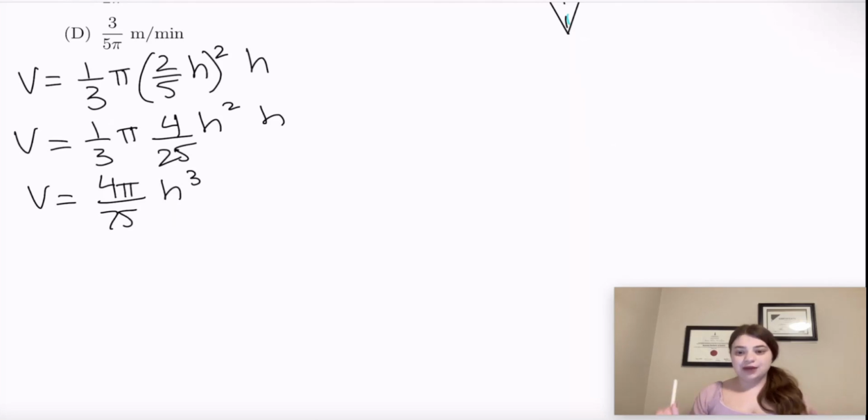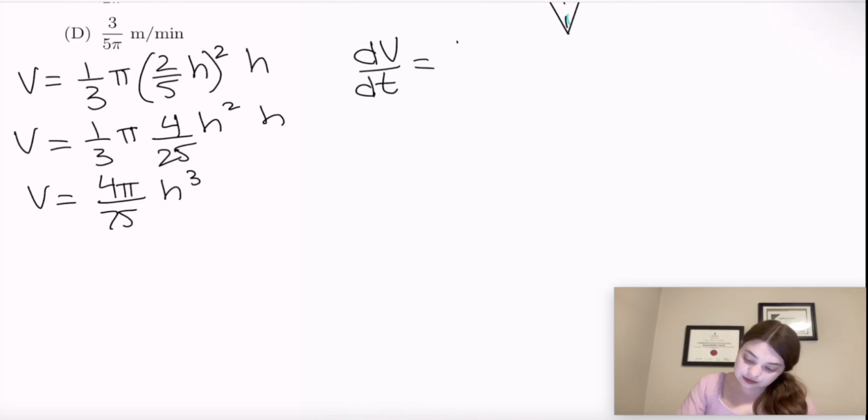Okay, cool. So now we have a volume equation just with respect to the height, and that's exactly what we need to get in order to do the next step. Because the next thing we're going to do is take the derivative on both sides. We're going to do dV over dt, which we already know is 3, but we'll plug that in pretty soon. So dV over dt, the change in volume with respect to time, must be equal to 4 pi over 75 times H cubed.